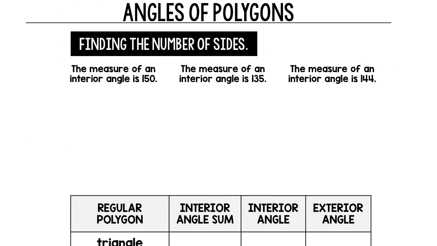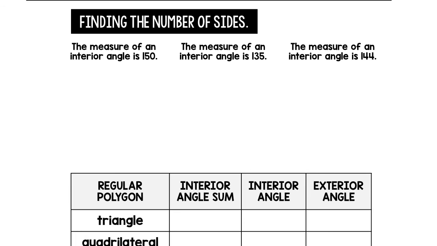Flip your paper over. We're going to find the number of sides of a polygon if the measure of an interior angle is 150. So we know that the sum of the interior angles we can find by doing 180 times n minus 2. The measure of an interior angle is 150. We could take that times the number of angles there are and still get 180 times n minus 2.